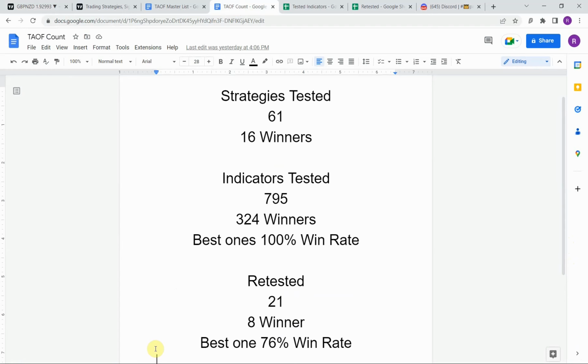Now you need to go back and watch those videos to understand the context of how they were able to achieve that. So go back and watch those videos and see what you can get out of those winning indicators. We've also retested in the advanced testing 21 of the winning indicators. 8 of them have been able to maintain the winning status, the best one a 76% win rate. And keep in mind that we test most of the strategies and indicators on the Forex and crypto market, but they can be applied to just about any market universally.